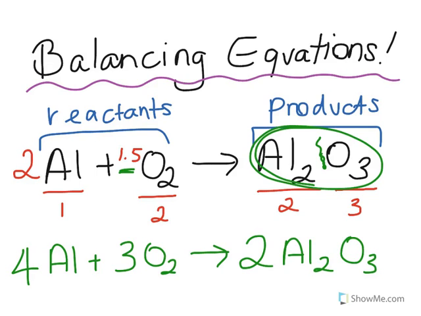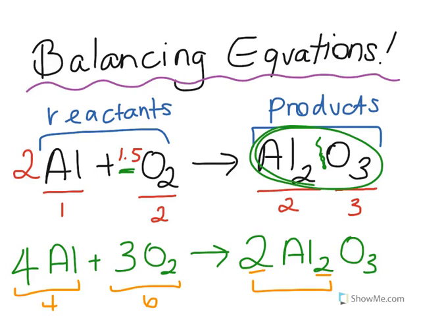And so let's have a look, and let's see if our equation is balanced. I have 4 aluminiums in my reactants, and 2 times 2 is 4. Fantastic. I have 4 aluminiums on this side. Let's have a look at our oxygen. I have 3 times 2, so I have 6 here.